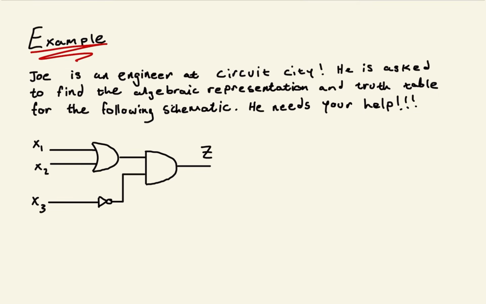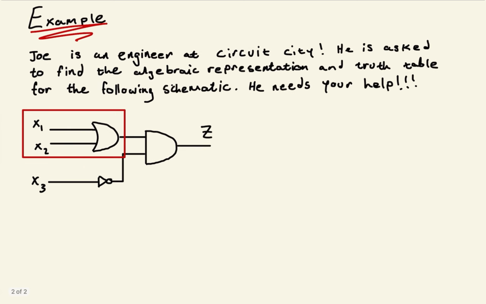Now that we know what all the logic gates do, let's get into an example. Joe's an engineer at Circuit City. He is asked to find the algebraic representation and truth table for the following schematic, but clearly Joe is not very diligent when learning digital circuits because he needs your help. So, analyzing the schematic below, let's first take a look at this OR gate here. It takes in the inputs x1 and x2. We know from what we learned from Boolean algebra that this really just means x1 plus x2.